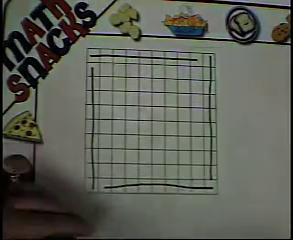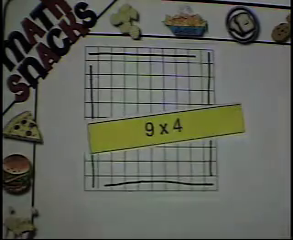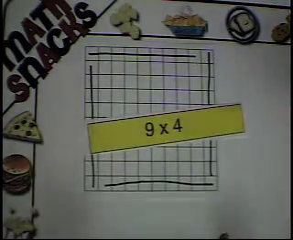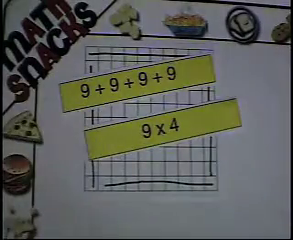So there's actually 9 four times right there. And guess what? 9 times 4 is? 36. 36 as well. Or because of repeated addition, it could be 9 plus 9 plus 9 plus 9.